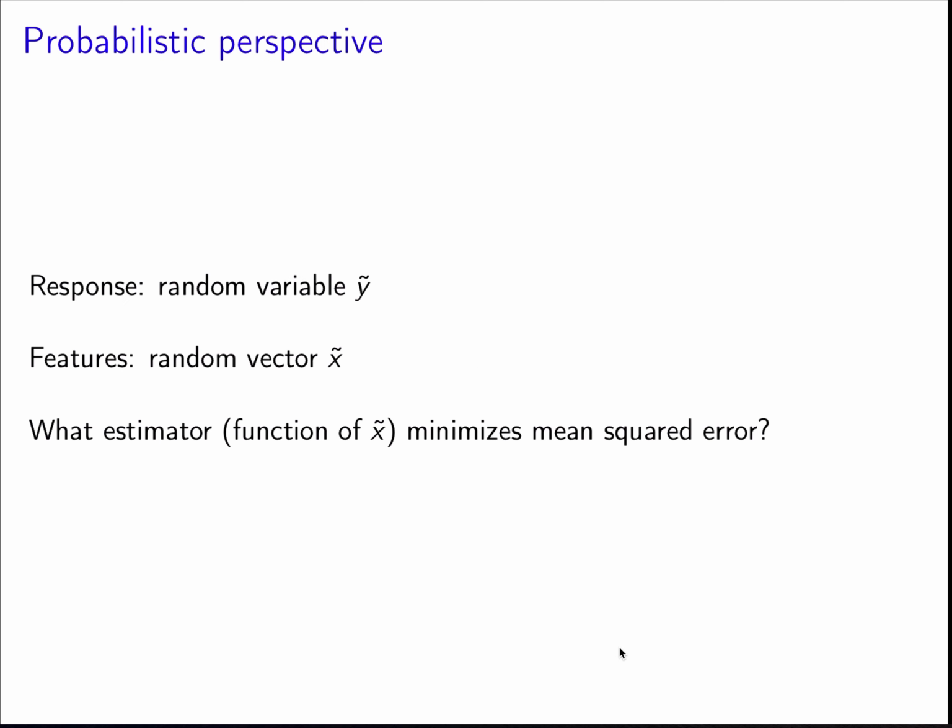In this video, to be more precise, we're going to model these quantities as random variables. So our response is going to be a univariate random variable y, and the features are going to be the entries of a random vector x. Now the question is: when you have a function of features that estimates something, in statistics and machine learning we call it an estimator. What estimator of x is the best with respect to mean squared error? That's our question now.